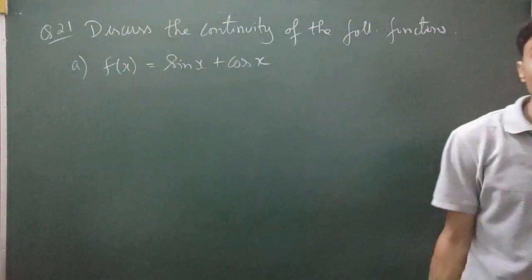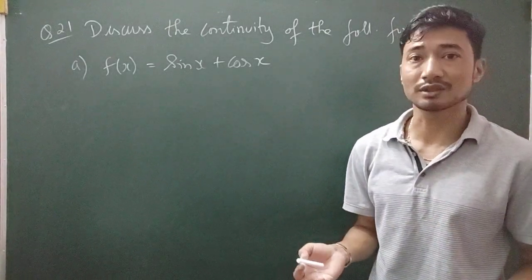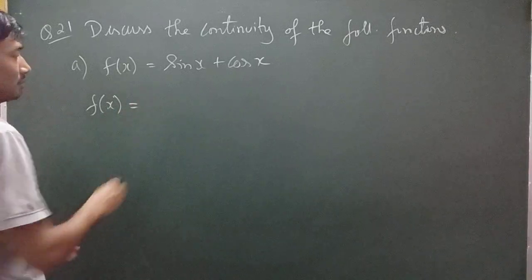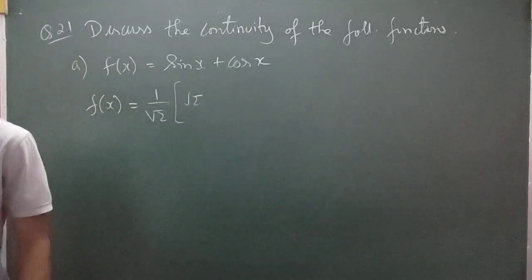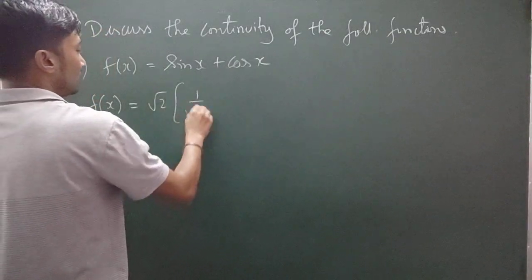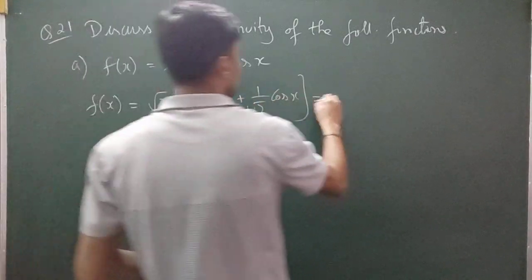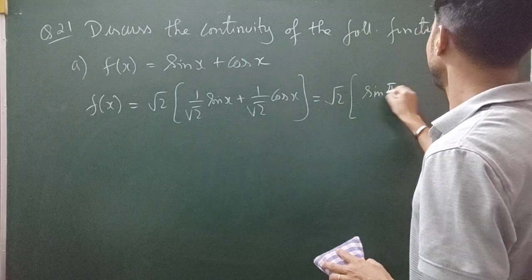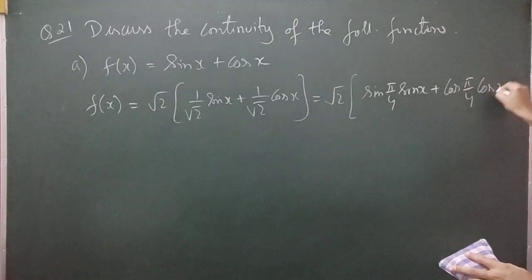Now, before we really start the left hand limit and the right hand limit, what we will do is first try to simplify this particular function. That way it will be easier for us also. So simplify in a sense like trigonometry. So what I'll do is maybe I'll multiply by root 2. So that will be 1 by root 2 sin x plus 1 by root 2 cos x. I guess these operations you know. So that will be root 2, that is sin pi by 4 sin x plus cos pi by 4 cos x.